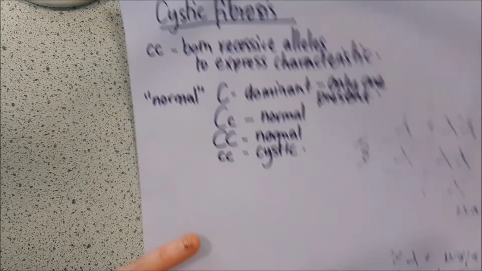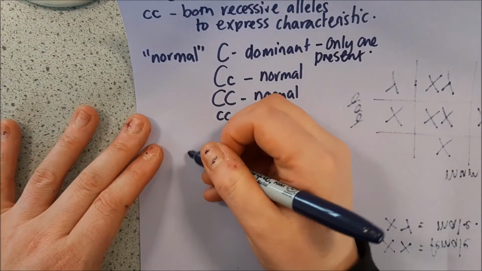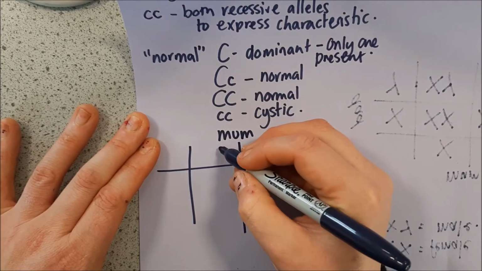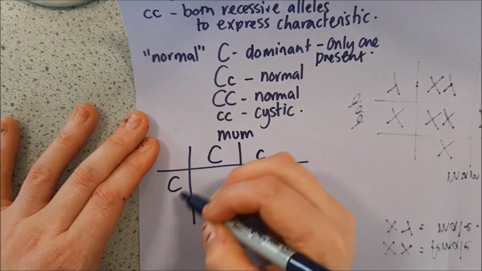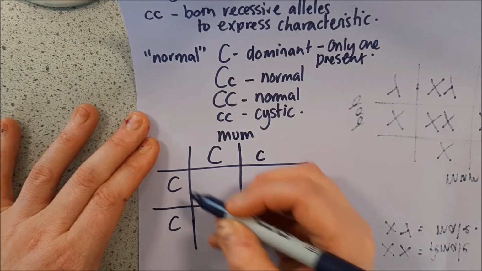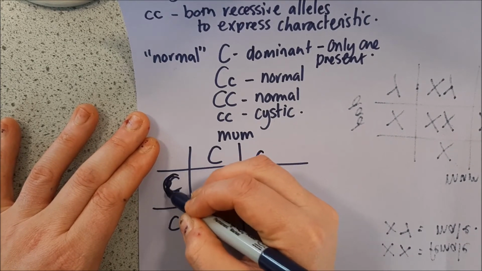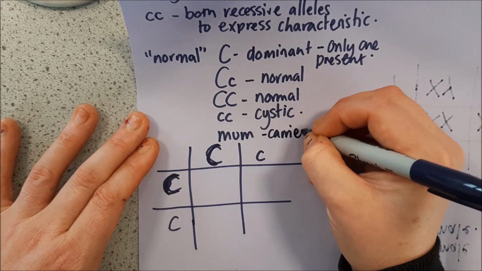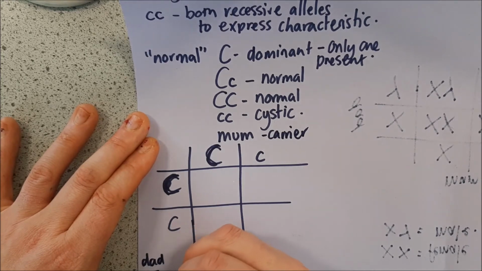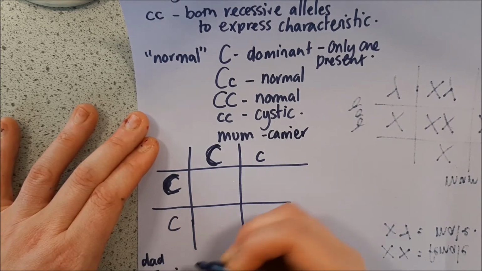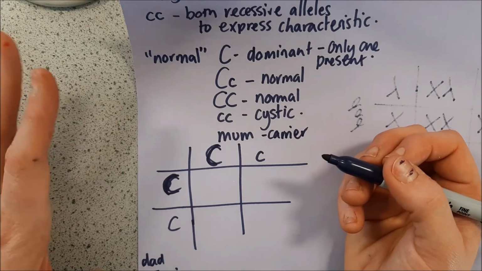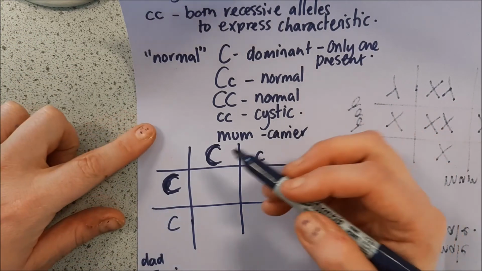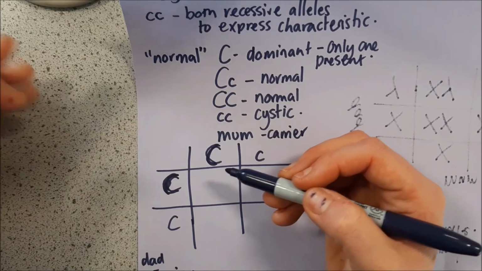So let's talk about how we might go about inheriting cystic fibrosis with a punnet square. So let's say mum is a carrier, and let's say dad is also a carrier. Sorry, I haven't shown that that's bigger. Let's beef that up. Okay, so mum is a carrier, dad is a carrier. Now this means that mum doesn't express any symptoms of cystic fibrosis. She hasn't got cystic fibrosis, she just carries the gene. But because she's got the dominant normal gene, she is normal.